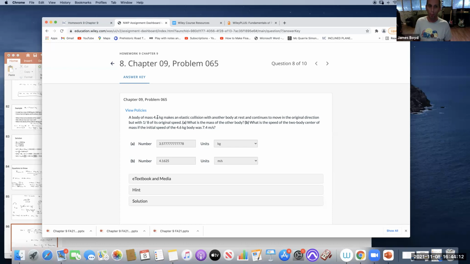So the initial momentum was 4.6 times whatever that initial speed. You're going to need to find the initial speed. Oh, yeah, it gives you the initial speed. I'm sorry. So the initial momentum was 4.6 times 7.4. The final momentum of the center of mass needs to be the same as that. Okay. So the center of mass would be both masses divided by this.